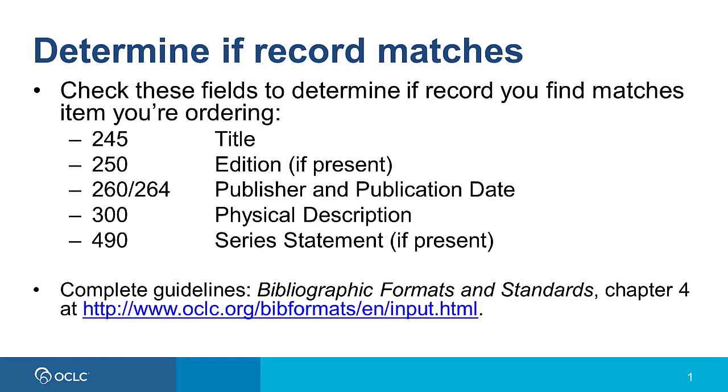After you do a search in WorldCat, you can use the guidelines in Chapter 4 of Bib Formats and Standards to check these fields to determine if the record you find matches the item you're ordering. The 245 title field, the 250 edition statement if present, the 260 or 264 if you're viewing an RDA record for the publisher and publication date, the 300 physical description, and the 490 series statement if present. Again, the complete guidelines will be found in Bib Formats and Standards Chapter 4.